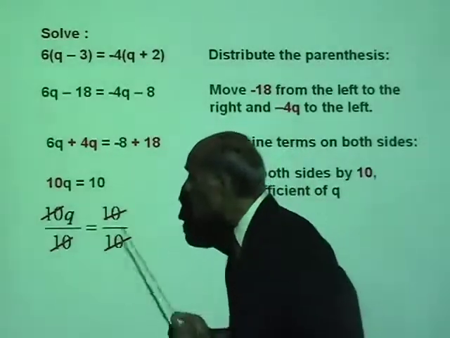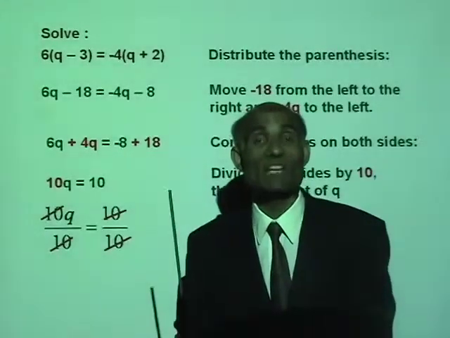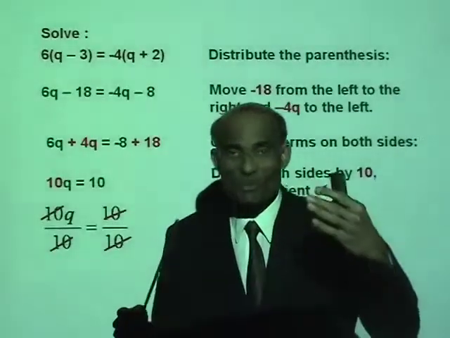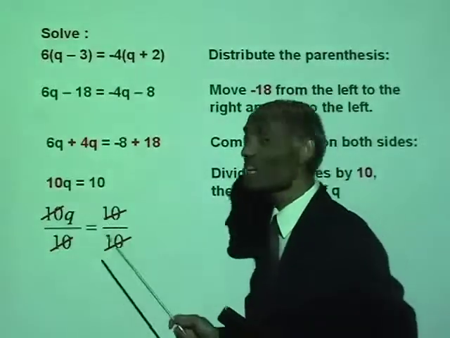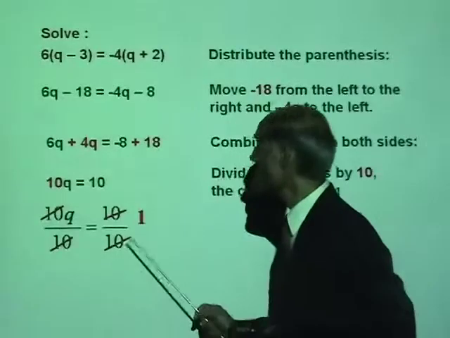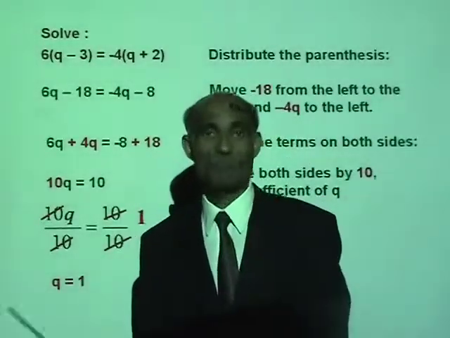So what is my right hand side? 10 divided by 10 is 1. Remember, when all the factors are cancelled, there will be a 1 still remaining. So what is our solution? Our solution is q equal to 1. Okay, let's move on.